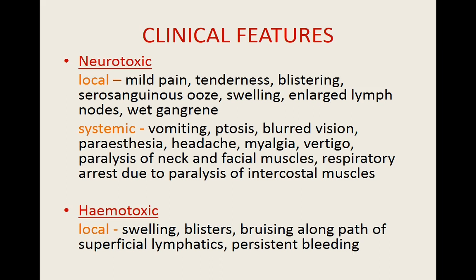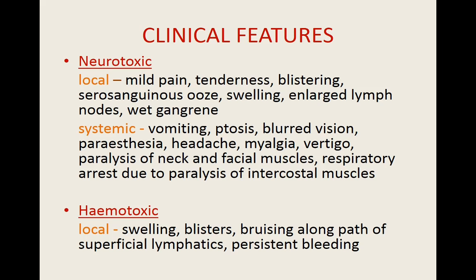Clinical features: if a person is bitten by a snake which is neurotoxic, for example a cobra or a krait, there will be predominantly neurotoxic features, because the venom of cobra and krait acts on the central nervous system. Locally, there will be mild pain and tenderness, blisters, a slight ooze from the site of the bite, and swelling. The regional lymph nodes are enlarged, because snake venom travels through the lymphatics.